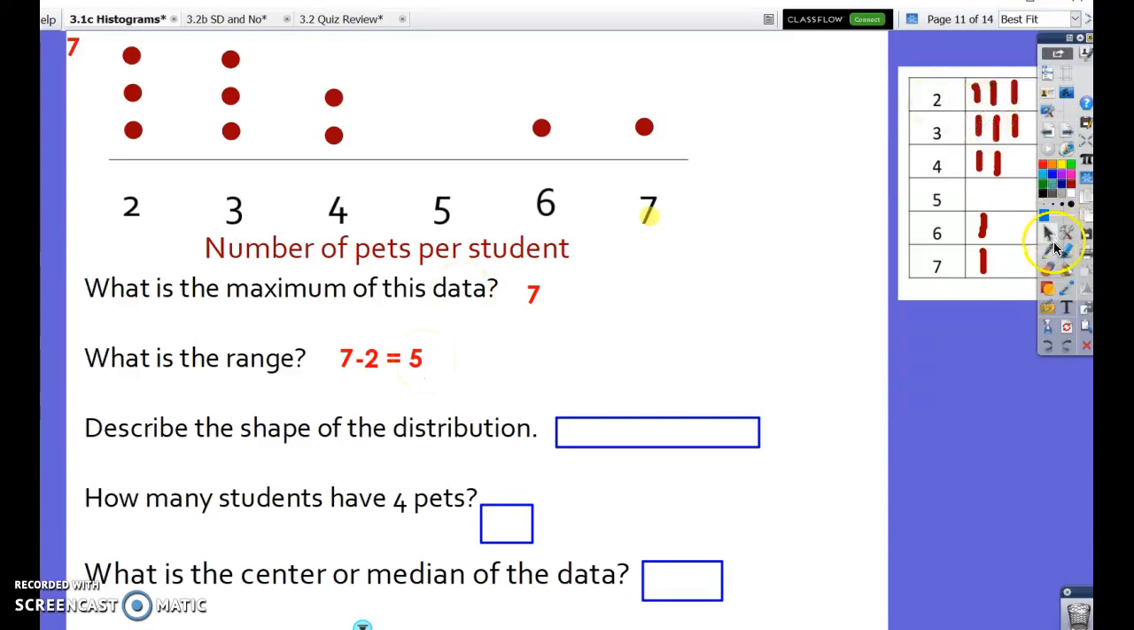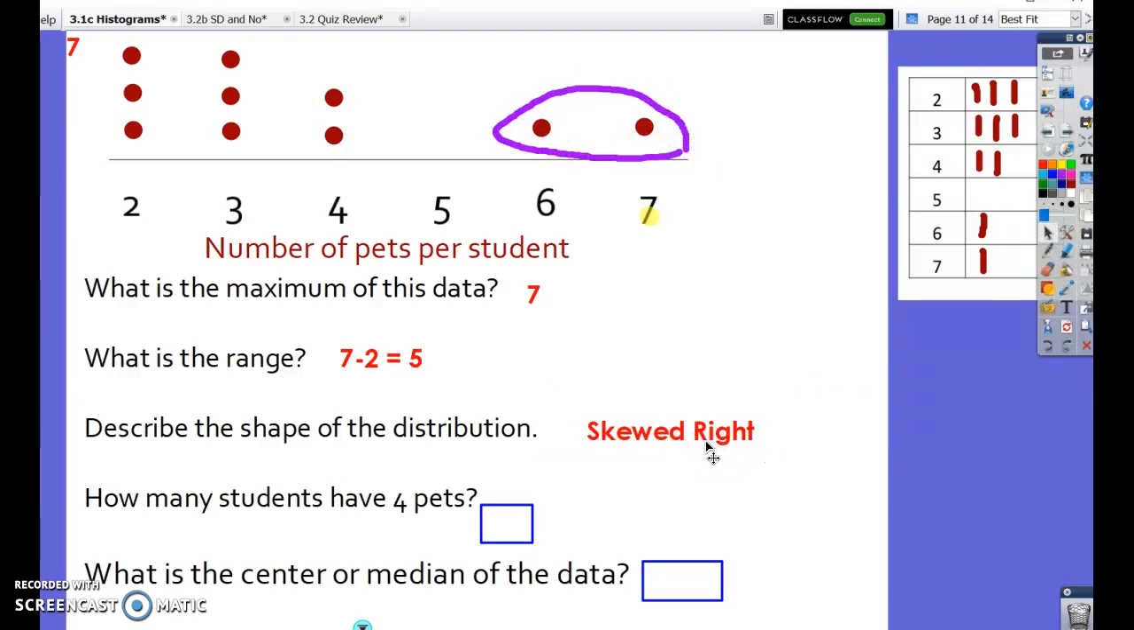Describe the shape of the distribution. If we're looking, most of our data is over here, and then when we get to the right, it skews, so that's skewed right. How many students have 4 pets? Well, here is 4. It looks like 2 students have 4 pets, so 2 students have 4 pets.